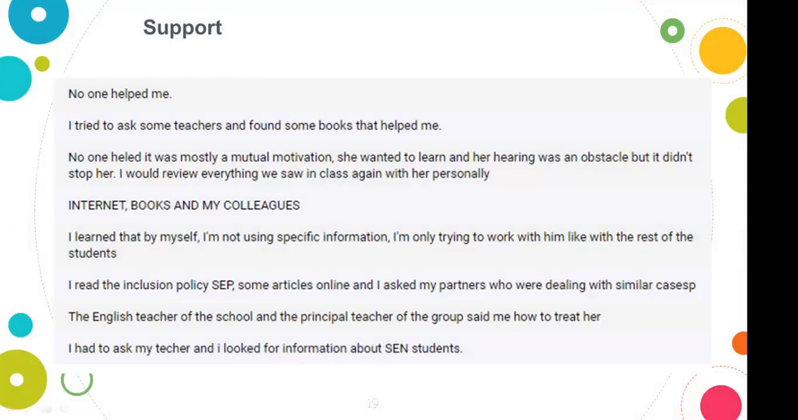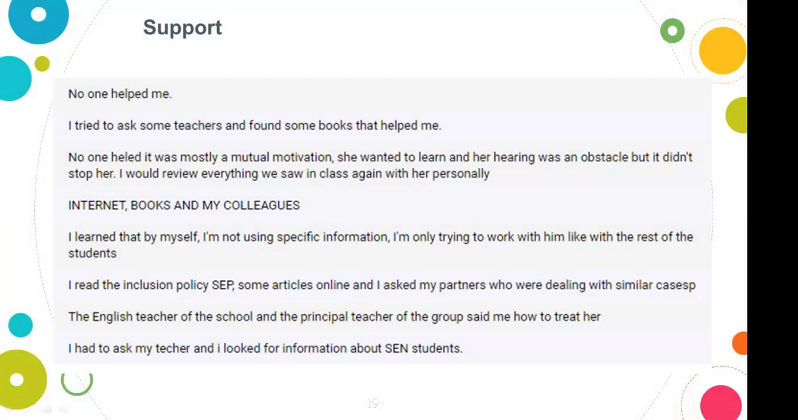We have another section that was support, who support them to work. And some of them, well, one of them said, no one helped me. Then another said, I tried to ask some teachers and found some books that helped me. No one helped me. It was mostly a mutual motivation. Internet, books, and my colleagues.